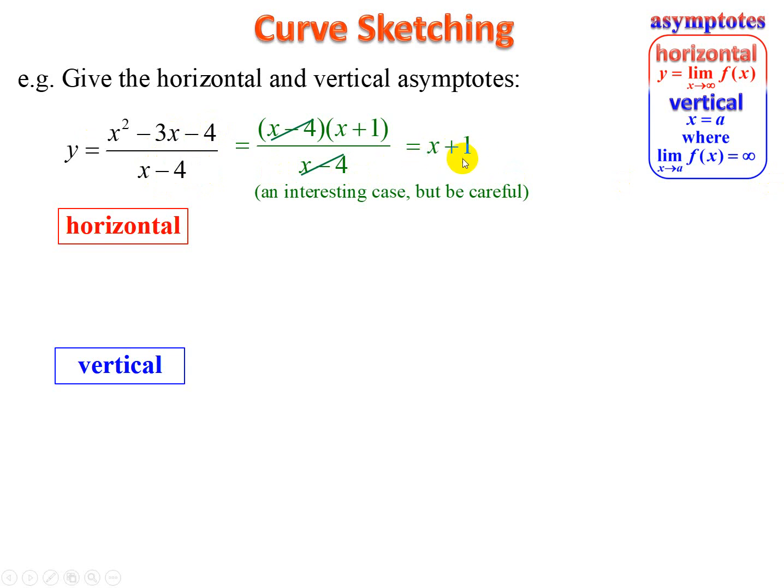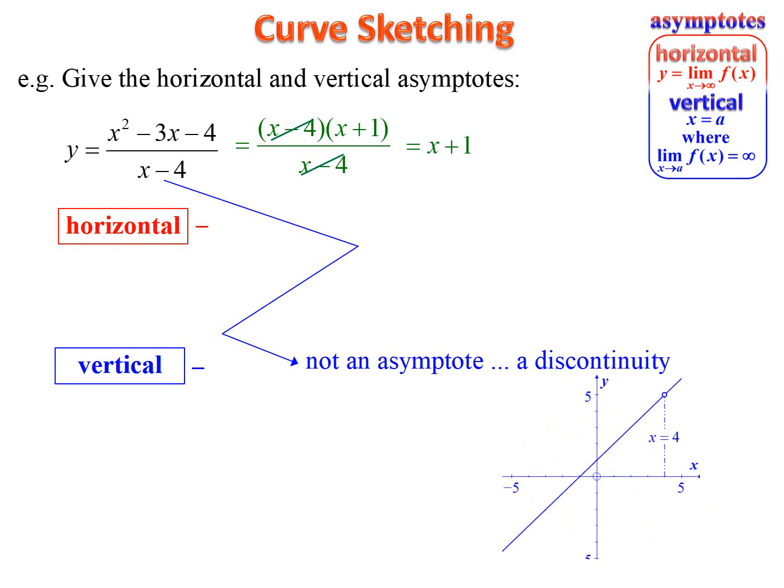We're going to have the graph y equals x plus 1, straight line graph, but we cannot have x equal to 4. So no asymptotes, and there's my graph. Y equals x plus 1, but notice we're excluding x equals 4.